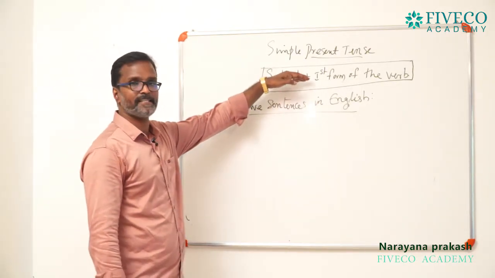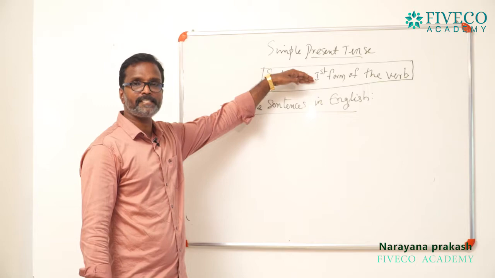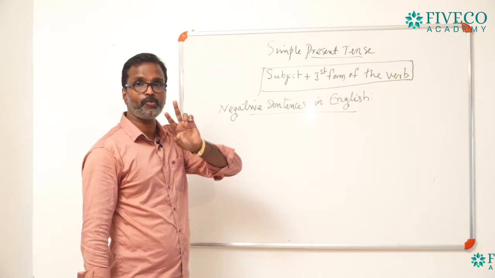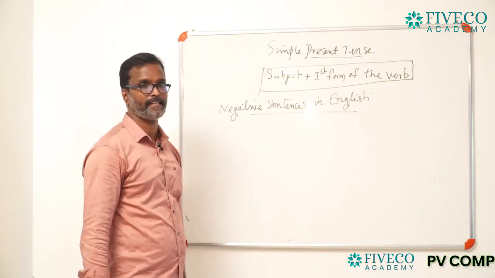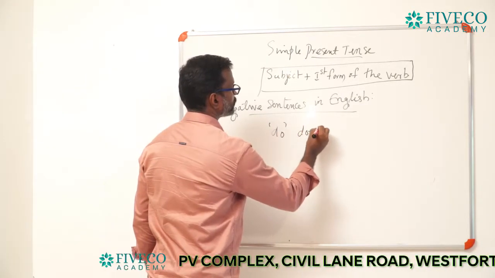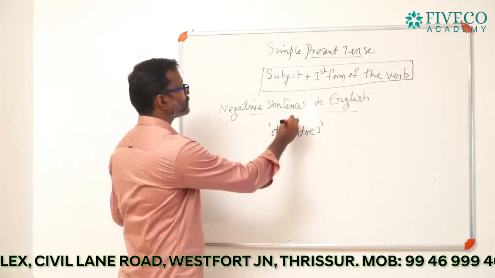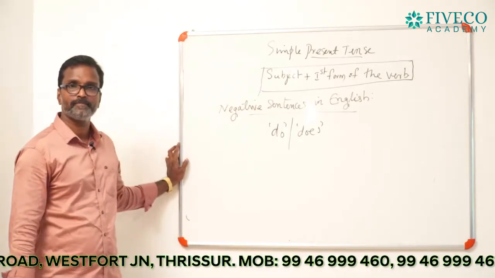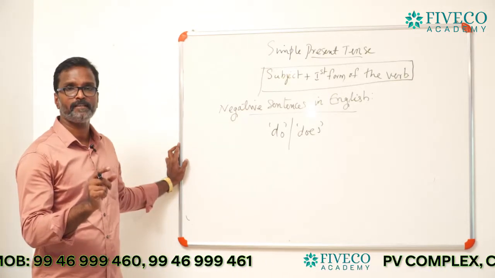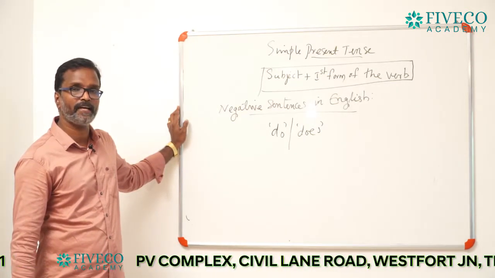And in simple present tense, that is our topic, we can use two auxiliary verbs. Only two auxiliary verbs are there in simple present tense. They are do and does. You can use do or does as auxiliary verbs in simple present tense. And I shall give you one example, then you can easily understand it.